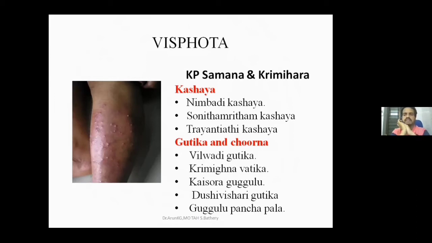Then Shonadamrita Kashayam, as I mentioned before in the slide, that if you are administering Prashava Dravya also, it is a good choice. Then Trayantyadi Kashaya is also mentioned in Ashtanga Hridaya Chikitsa Sthana, Vidradhi Prakarana. That is also a good combination if so many pustules are there. Then Vilvadi Krimighna Kashaya, Dushivishari is especially beneficial in chronic cases. In some cases, the folliculitis will be chronic and recurrent manifestation will be there. In those cases, we can consider the use of Dushivishari also.